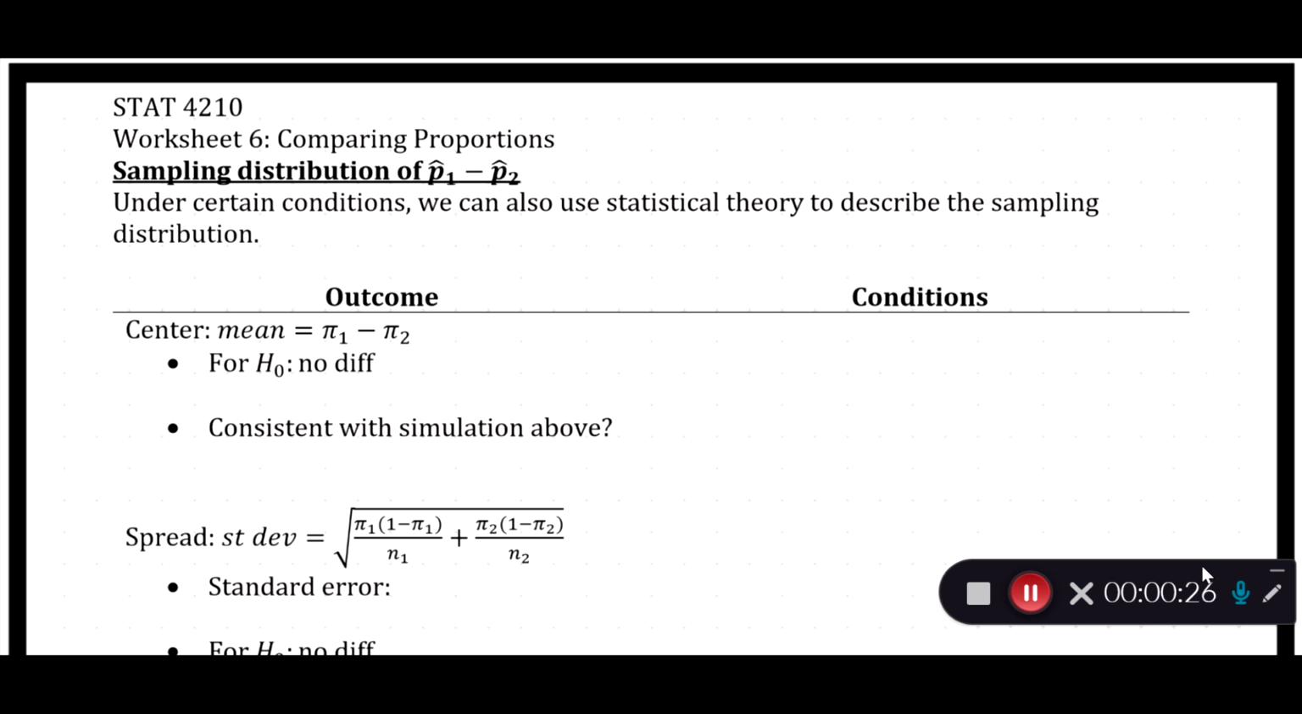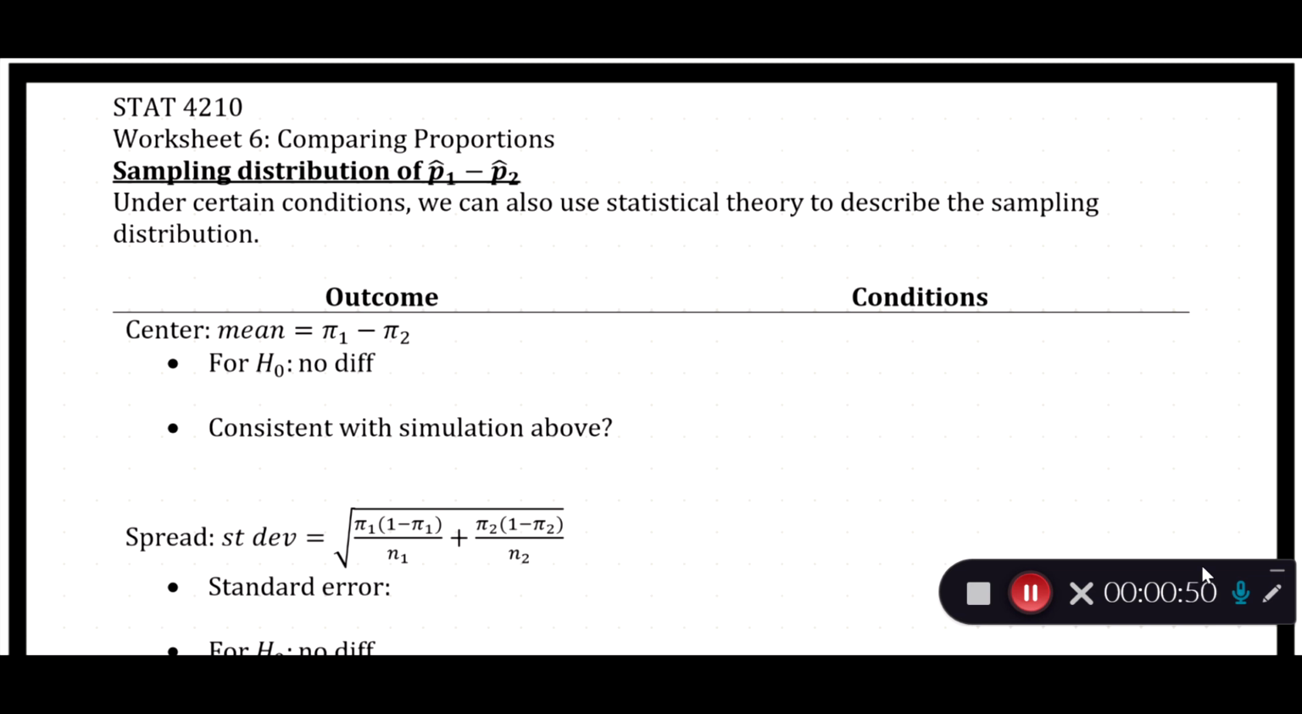What we're going to do now is look at the theoretical sampling distribution of the difference of two sample proportions, p1 hat and p2 hat, and the conditions under which we can use that statistical theory to describe the sampling distribution. Remember, a distribution is described by its center, its spread, and its shape. So we're going to take each of those things in turn.